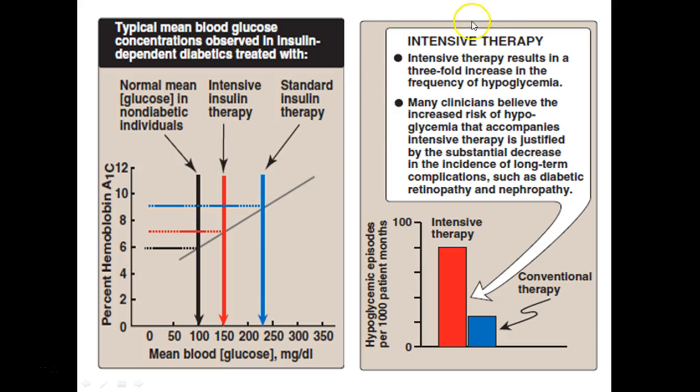So what are the positive points? Intensive insulin therapy results in a threefold increase in the frequency of hypoglycemia. And many clinicians believe that the risk of hypoglycemia that accompanies intensive therapy is justified by the substantial decrease in the incidence of long-term complications such as diabetic nephropathy and retinopathy. So you can see that with intensive therapy, hypoglycemic episodes will be more than with conventional therapy.